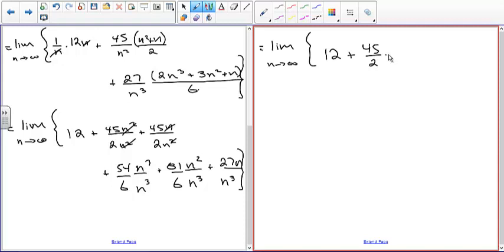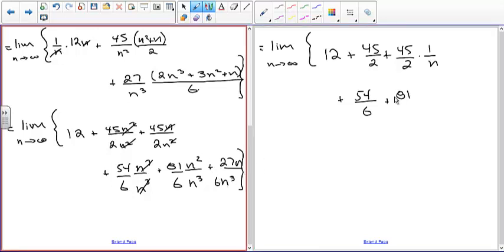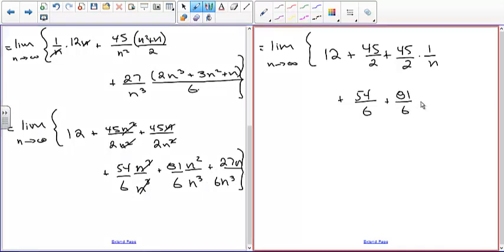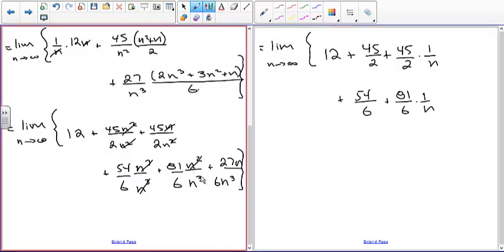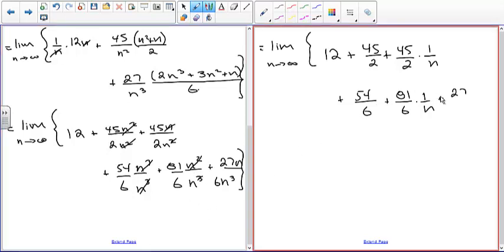Yeah, that's right. Plus 45 halves times 1 over n. So that becomes 1 over n. Then you have n cubed divided by n cubed, so you get 54 over 6 plus 81 over 6. I forgot the 6 down there. 81 divided by 6 times 1 over n, because n squared cancels out with n squared there, just leaves 1 over n, plus 27 divided by 6 times 1 over n squared.